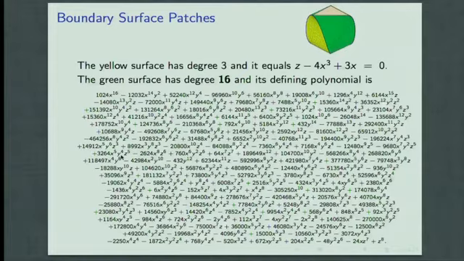Okay? Now the yellow polynomial, that's our little Chebyshev cubic, right? That's the Chebyshev cubic surface we've seen already, but the green one is more interesting. The green surface has degree 16, and this is its irreducible defining polynomial. This is the unique, up to sign, irreducible polynomial in x, y, and z that cuts out the green surface.